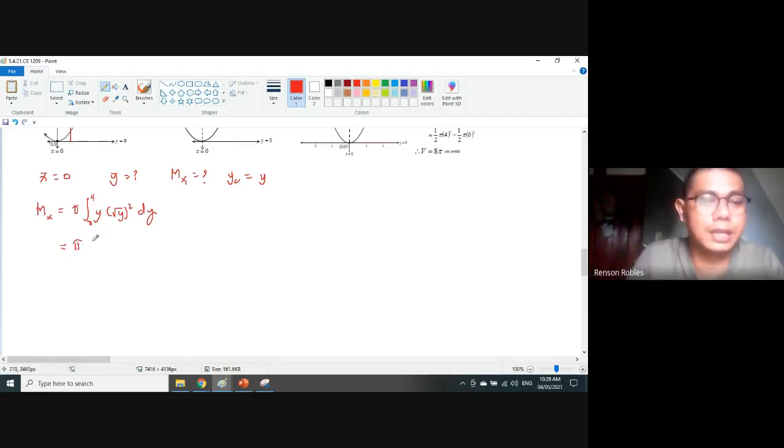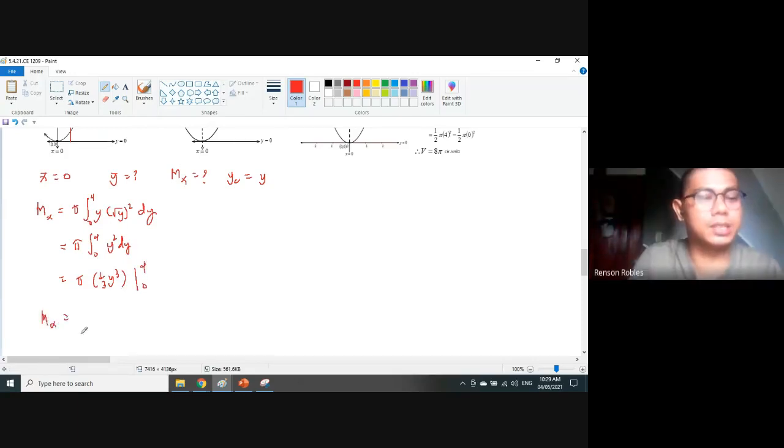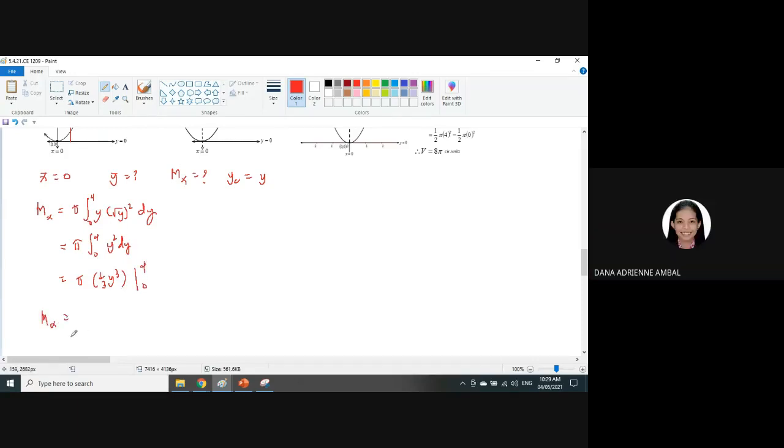You do it on your sheet, while I'm doing it here. 0 to 4. Then this is y squared. We only have y squared here, dy. We have pi times 1/3 y cubed, from 0 to 4. Then what is your moment in x? That is 64 pi over 3.